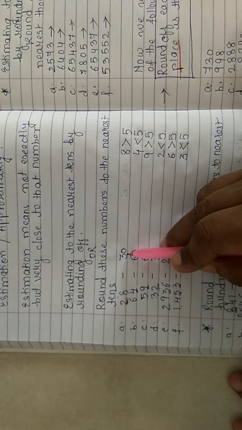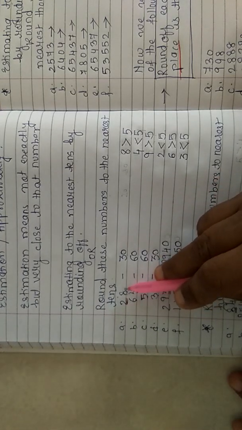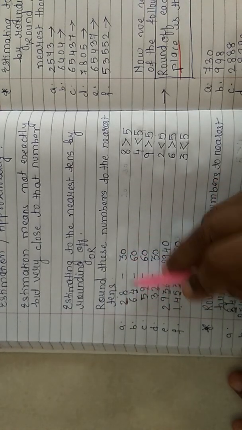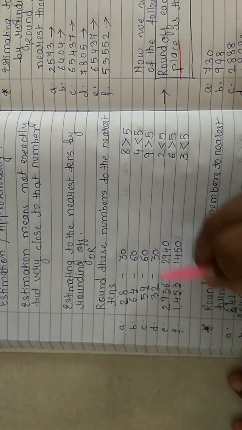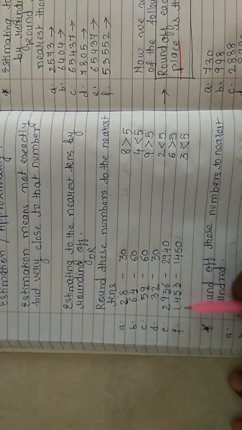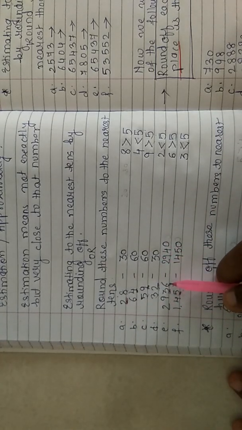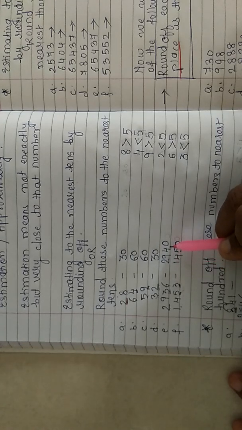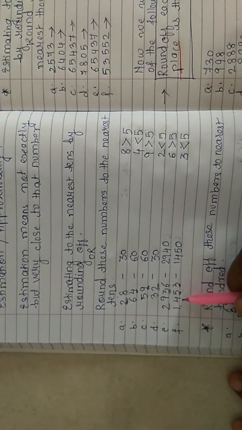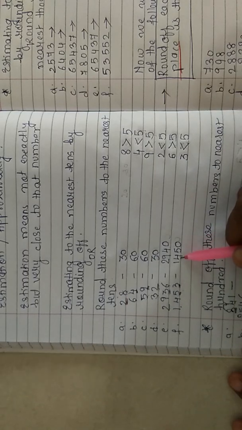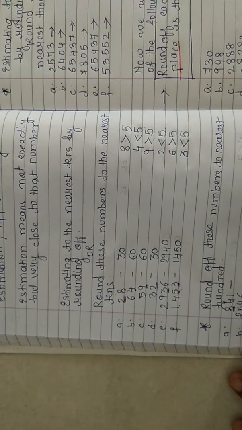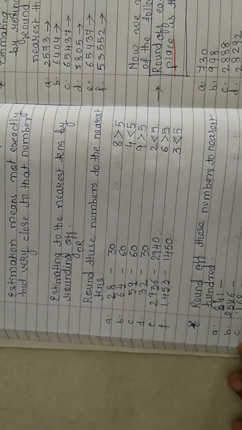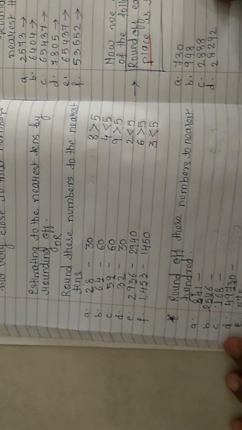Now 28 becomes 30. It is nearest to 30. 64 is nearest to 60, 59 is nearest to 60, 32 is nearest to 30, 2936 is nearest to 2940, 1453 is nearest to 1450.